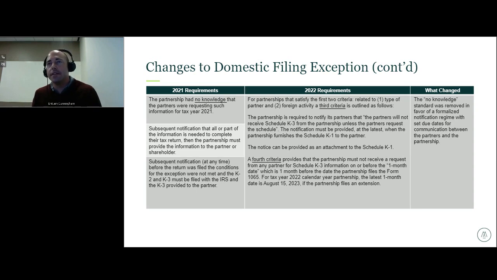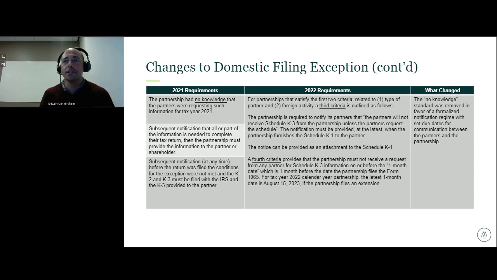So for 2022, as long as the partnership satisfies the first two criteria, the third one would be that the partnership has to notify its partners that the partner will not receive a K-3 from the partnership unless the partners request the schedule. This notification has to be provided at the latest when the partnership furnishes the K-1 to the partner, and it can be included as an attachment to the Schedule K-1. This is actually a little bit of relief, because the first draft of the instructions had you notifying partners in February, and that's relieved a little bit, which is good news. The fourth criteria provides that the partnership has to not receive a request.